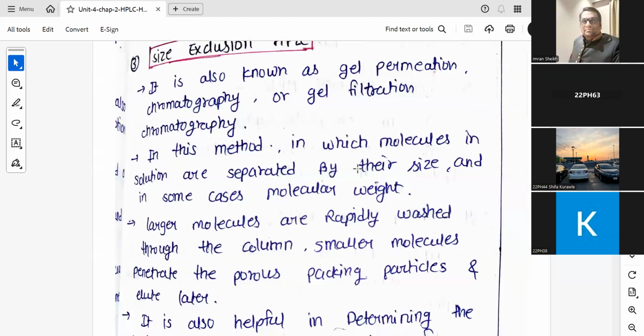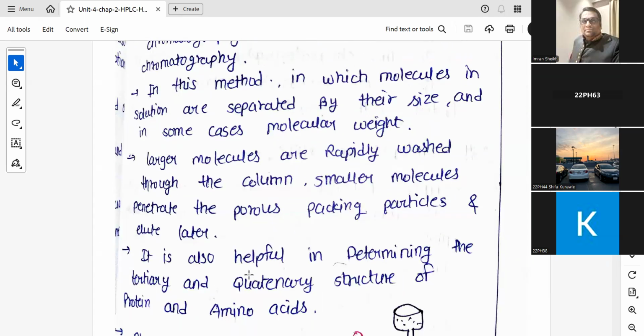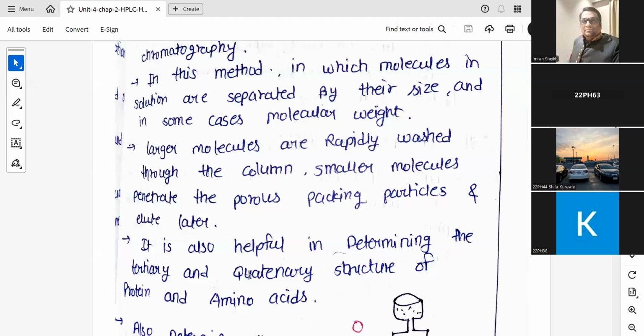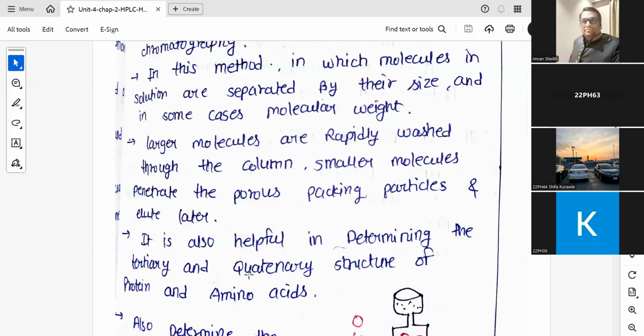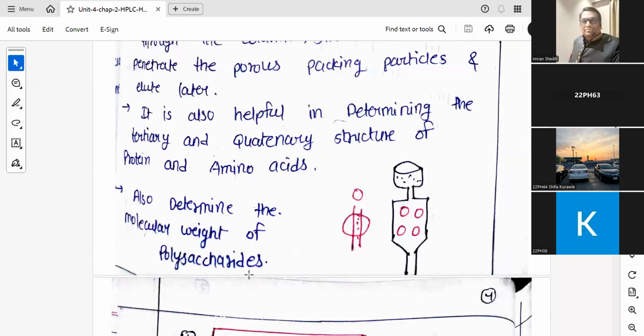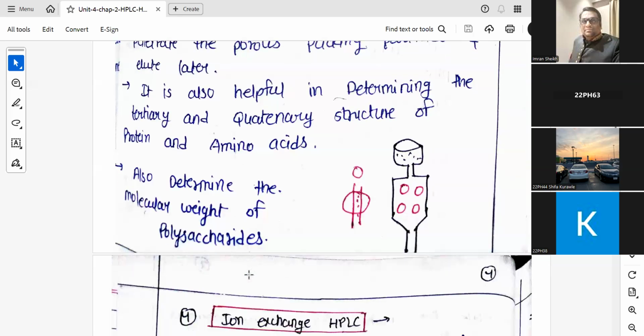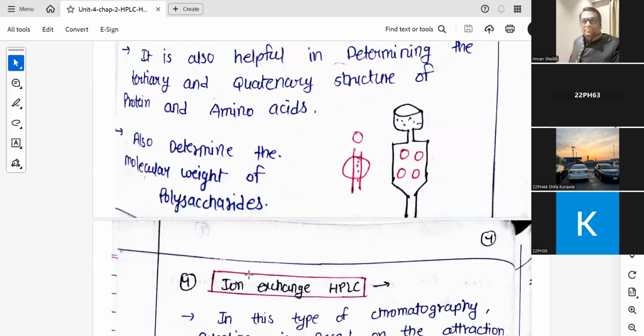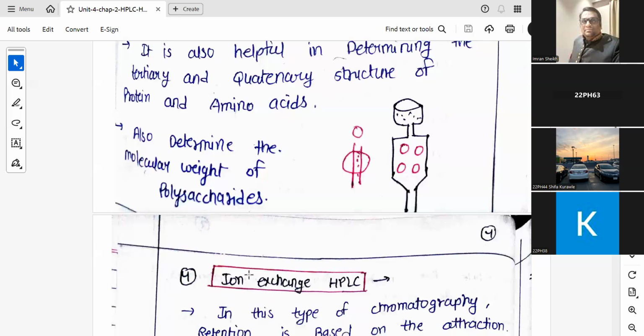What happens in the size exclusion method? The molecules are separated on the basis of their sizes and molecular weight. The larger molecules are flushed away faster through the column. Smaller molecules penetrate through the packing particles and elute later. Okay, what are the uses? It is used for determining the quaternary and tertiary structures of proteins and amino acids, and also for determining the molecular weights of polysaccharides.